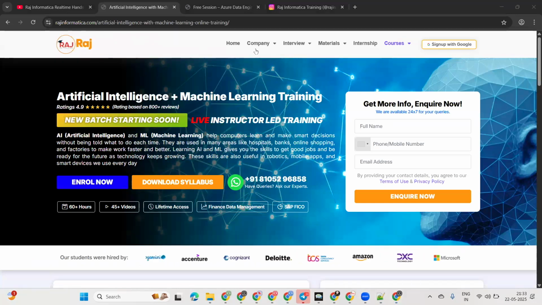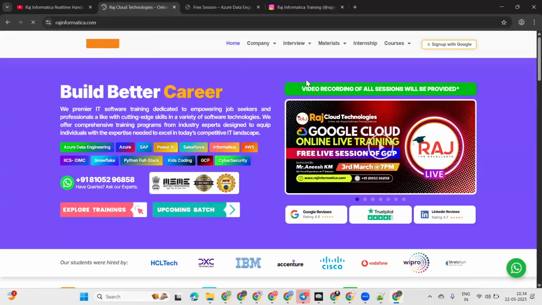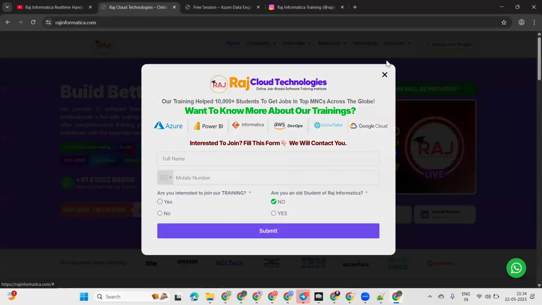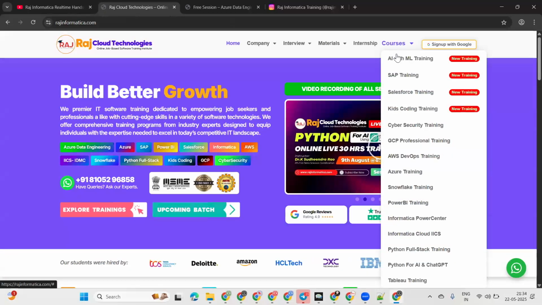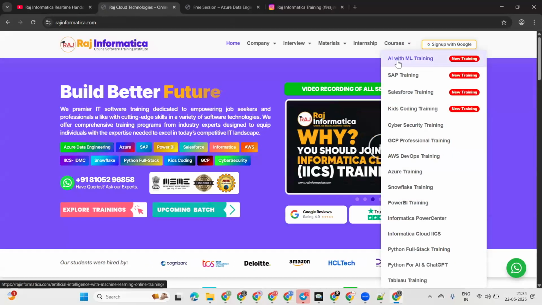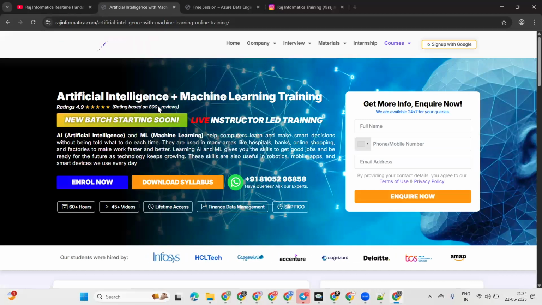Okay, so this is our website, the home screen. If you browse for razinformatica.com or Raj Cloud Technologies, you can get this page. After getting this page, go to the courses section here. The first one is AI with Machine Learning training. You can click on this, and you will be on our artificial intelligence plus machine learning page.